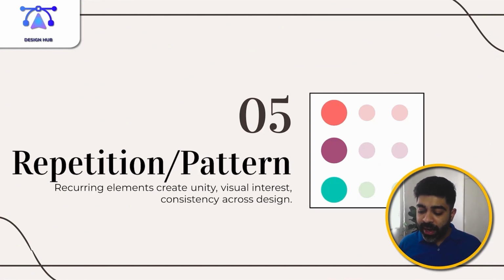Now, repetition and pattern is basically consistency in the style of elements or the placement of elements to create interest or unity in that entire design. Looking at the design over here, you can see that there is one big red ball and then there are two small red balls. Similarly, there is one big purple ball and two small purple balls, and finally one big green and two small green balls. Now, this sort of pattern helps in recognition.